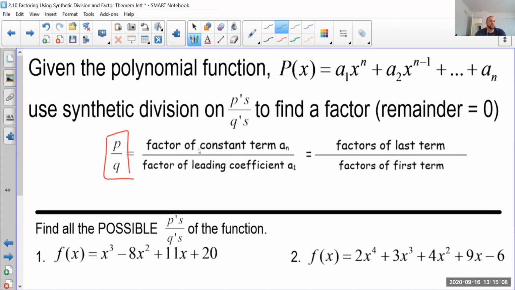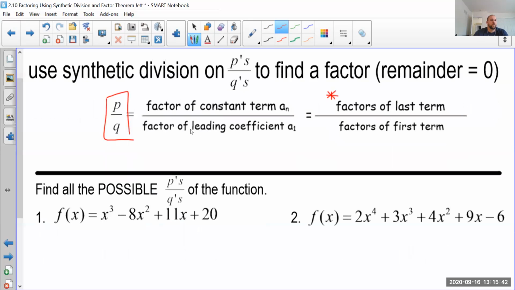And so what this is, P is the factors of the constant term. This right here is kind of the little shortcut, easy terms that I like to use. P represents the factors of the last term, which is our constant. Q is the factors of the first term. Here it says a sub 1, it's our first term. So it's factors of the last term over factors of the first term. Okay, so let's look at this.